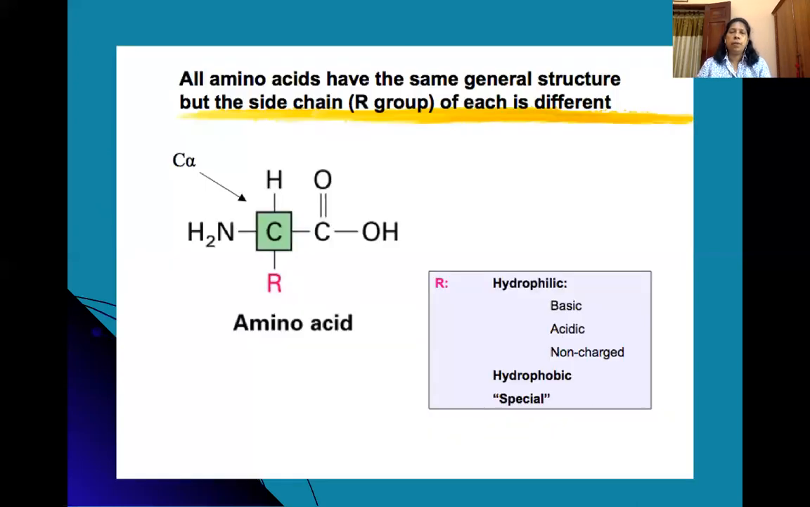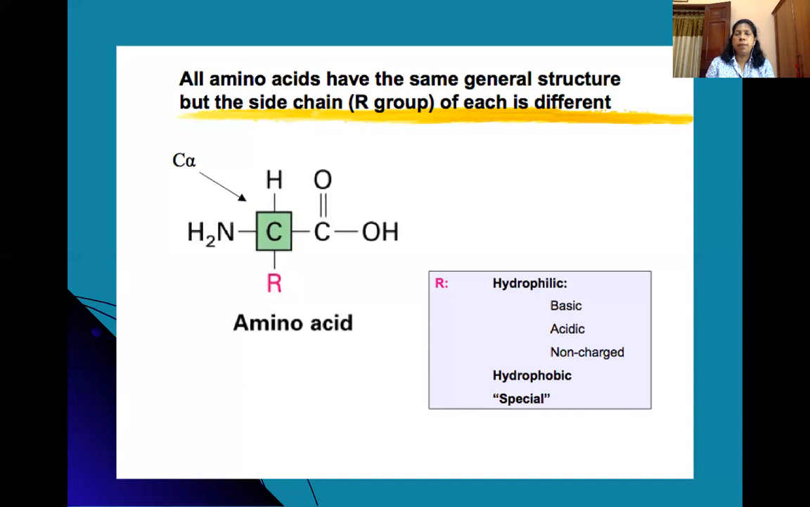All amino acids have the same general structure, but the side chain R group of each is different. This is the basic structure of the amino acid. You can see the R group is there, and the R group can be hydrophilic, basic, acidic, uncharged, or hydrophobic, or sometimes the R group may be a special one. Because a protein means not one amino acid but a lot of amino acids, the action or function of the protein can change accordingly.